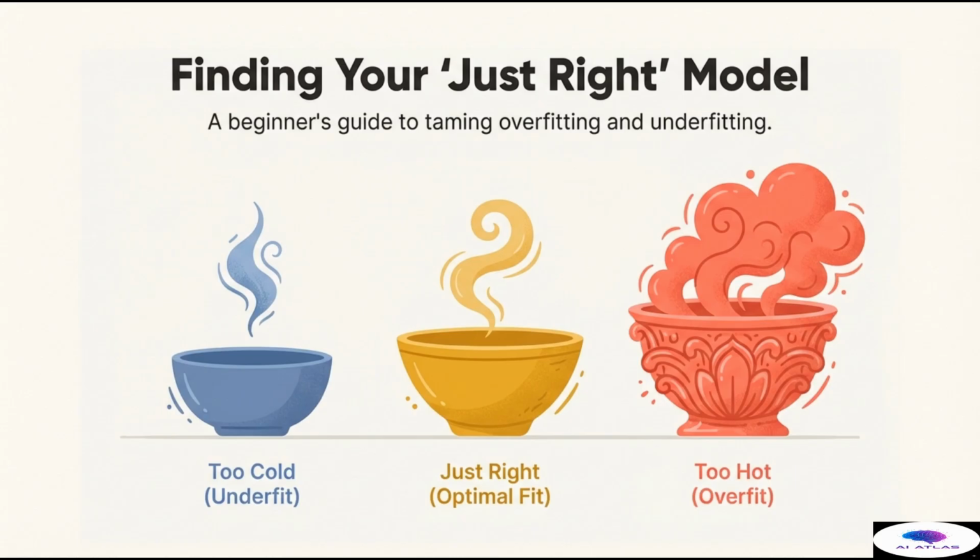On the right, we have the too hot model, which is the state of overfitting. This model has learned too much. It's memorized the noise and random quirks of the training data, making it useless in the real world. Our ultimate goal, sitting perfectly in the middle, is the just right model or the optimal fit. This model is smart enough to capture the true patterns, but simple enough to ignore the random distractions.